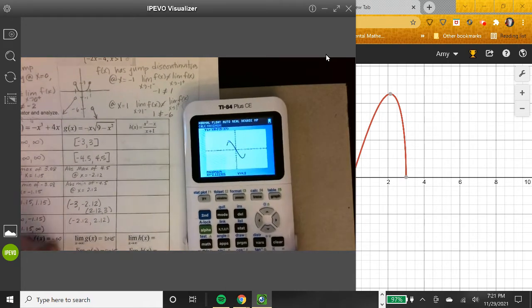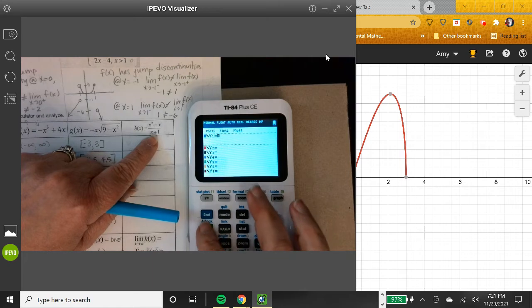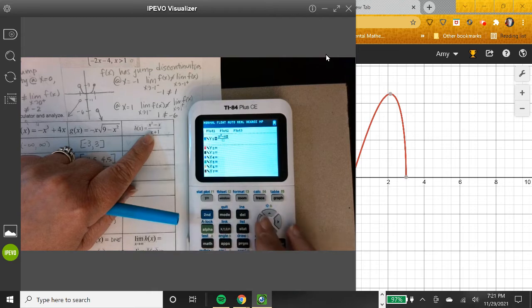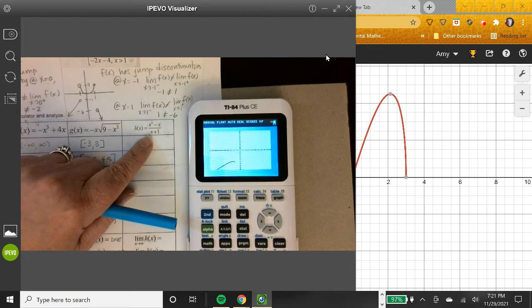All right, let's do another one. Clear this out, and we're going to get y equals, and we're going to do a fraction. So alpha f1 gives me the fraction, which is x squared minus x over x plus 1. All right, and let's go to the graph because it's already in the nice viewing window. That's interesting, and that's interesting.